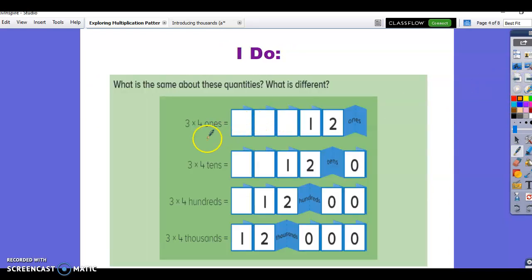So here's an I do. I want you to look and see what is the same about these. So I have 12 ones. So 3 times 4 is that basic root of 12. Here we have 3 times 4 is 12, and we added in that 0 for the 40 that's here. And when I do that, I get 120.